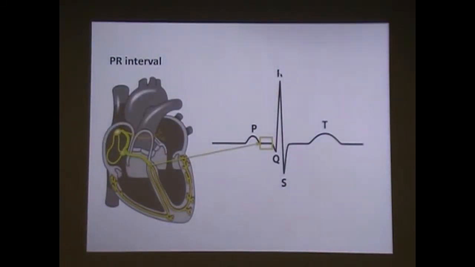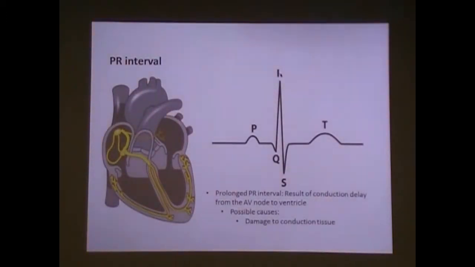The reason that you have this delay right here, that your P wave doesn't kick in and you go right into the QRS, is because you're allowing the blood to actually fill the ventricle. If it was right on top of it, you would have ineffective filling of the ventricle from the atrium. So there's a natural slowdown pathway between the SA node and from the AV node down into the ventricles.